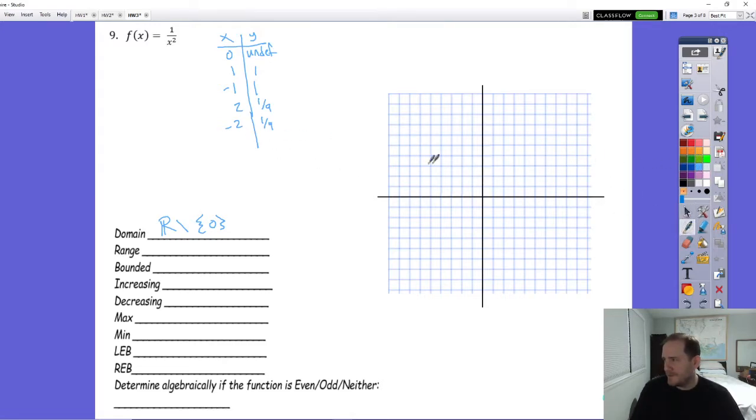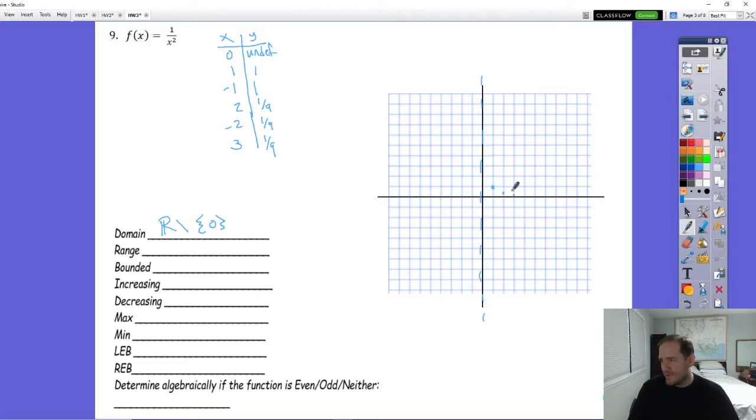Anyway, maybe one more pair of numbers will give me a sense of what's going on here. If I plug in 3, we see that we're getting even smaller. Now I'm actually getting 1/9. All right, so what just happened? At 0, we were undefined, so vertical asymptote. At 1, we got 1, but at 2, we got 1/4. At 3, we got 1/9.